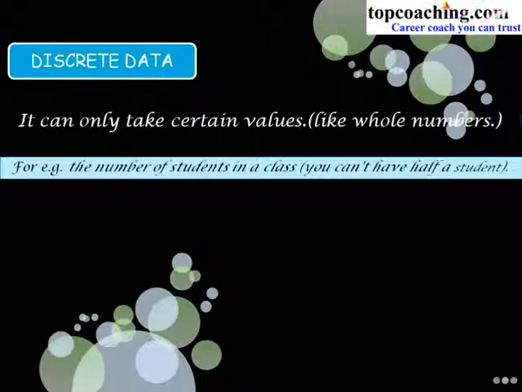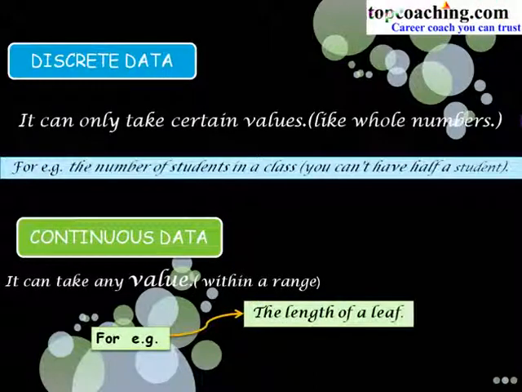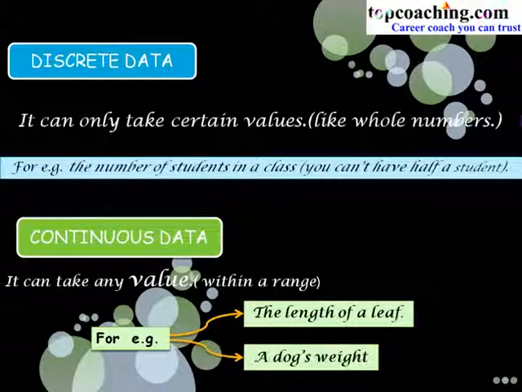Now, the next one is continuous data. It can take any value within a range. Let's say the length of a leaf or a dog's weight. In more simple words, we can say discrete data is counted while continuous data is measured. Now it's time to look at one more example to have more clarification between discrete and continuous data.